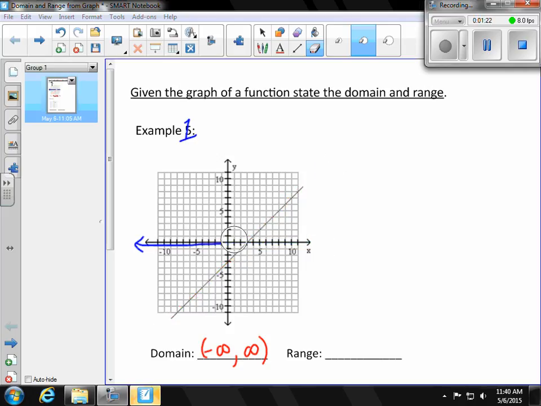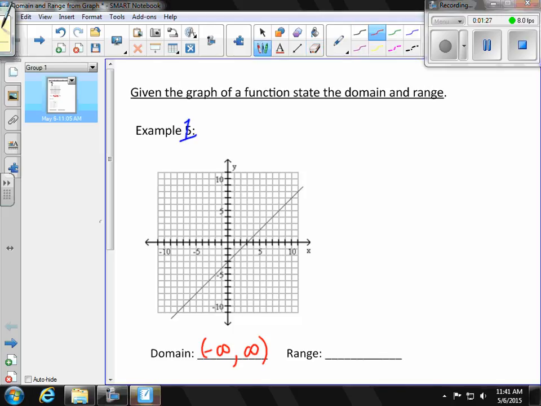And remember, domain is all the x values. Range are the y values. So when I want to think about my range, I'm going to look at all of the y values. And I'm always going to do range from the bottom to the top. I want the smallest numbers to the largest numbers. So my range, if I think about this graph, when I look at it, it is going farther and farther downwards. So it's going all the way down towards negative infinity. In the other direction, it keeps going up higher and higher and higher. It's going up towards positive infinity.